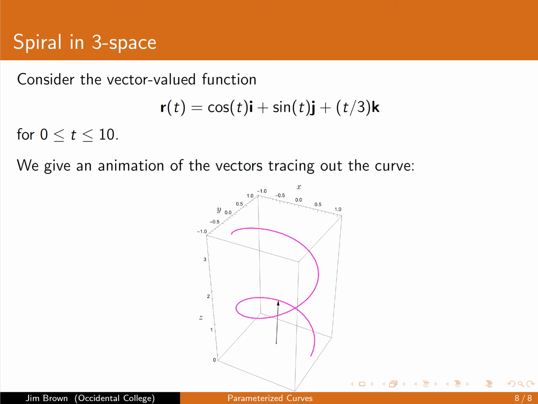So here's an animation of the vectors tracing out this curve. You can see this pink curve is spiraling up. If you were to rotate this and look down, you'd just get the unit circle, but this z value is making it increase. We can see this vector valued function, this arrow is our r of t, and it's tracing out our curve. If we think of wherever the arrow ends, we just draw a point at that end of the arrow, and then we get this pink curve here, which is our spiral.